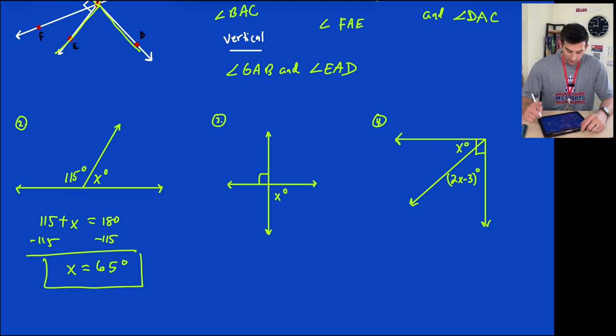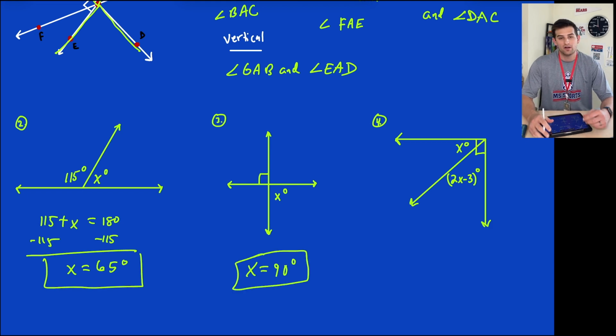Okay, number three, we have some vertical angles here, and one angle is given a 90-degree angle box. So this one's actually pretty easy. X is just 90 degrees because it's a vertical angle with our right angle, and we know that vertical angles have the same measure.